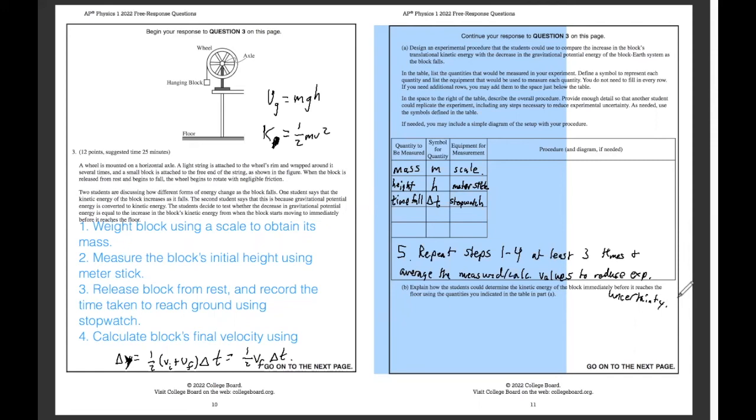All right, explain how the students could determine the kinetic energy immediately after the block reaches the floor using the quantities indicated. Well, what I can do is, again, I can find final velocity using 2 delta y over delta t, as indicated in part A.